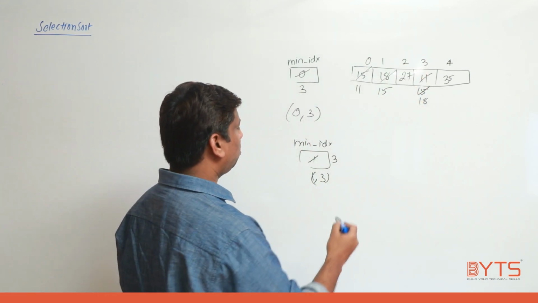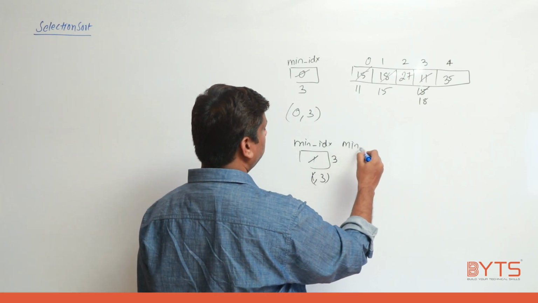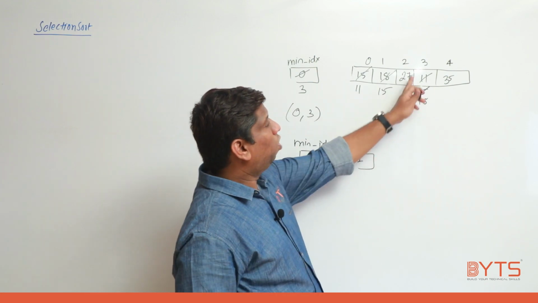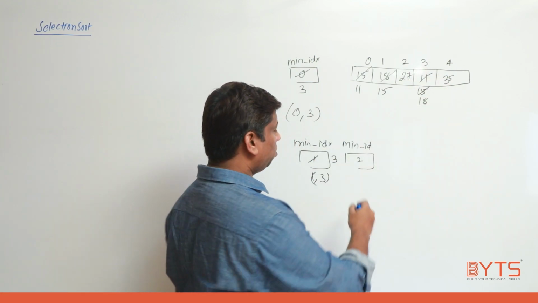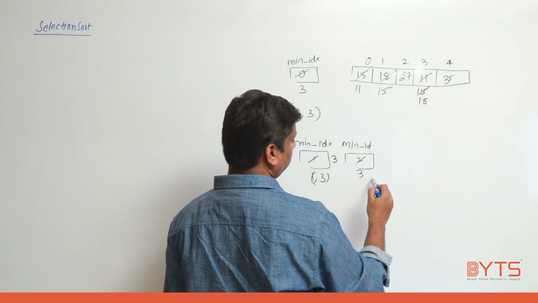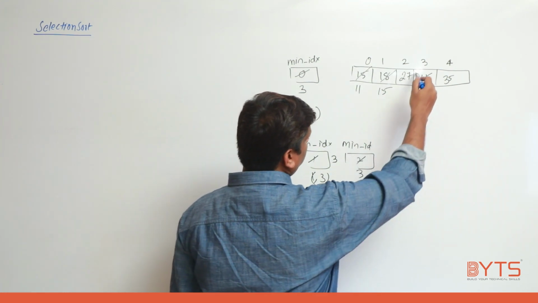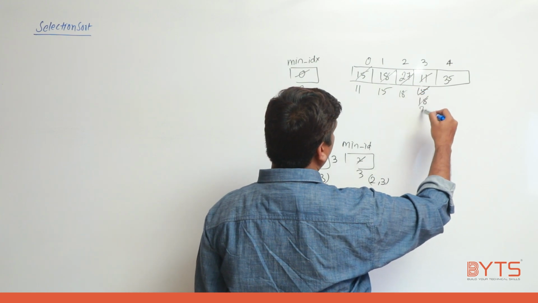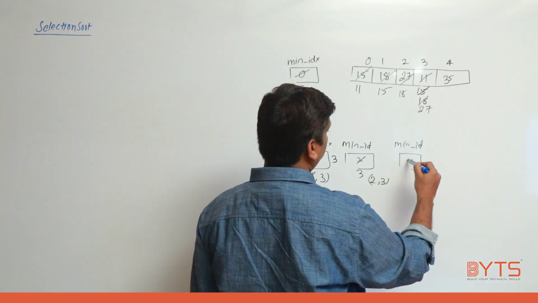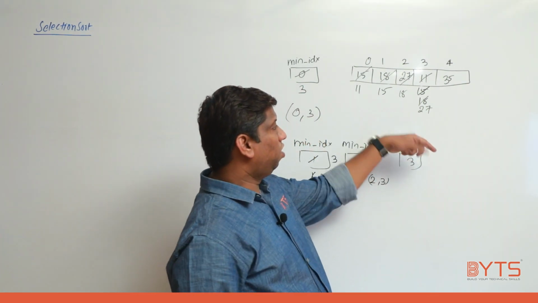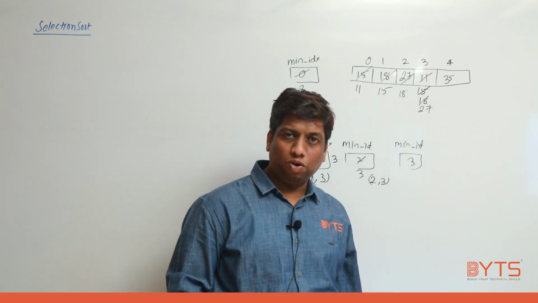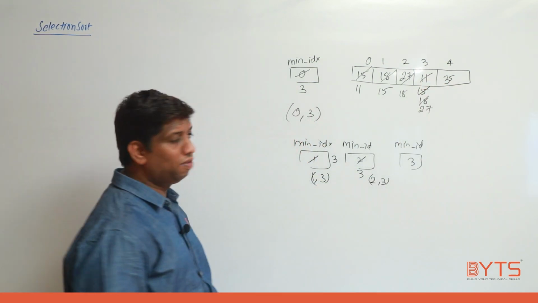Next, I need to consider min index as 2. Because every time, which is the minimum value now? The value at 3 is the min index. So min index is 3 and I need to swap 2 and 3. So this will come here, and this will go there. Next, I need to consider min index as 3. The value at 3 is the minimum value, so I will swap 3 and 3, nothing to do, and with min index 4, nothing to do. So that is how the algorithm will work, right?